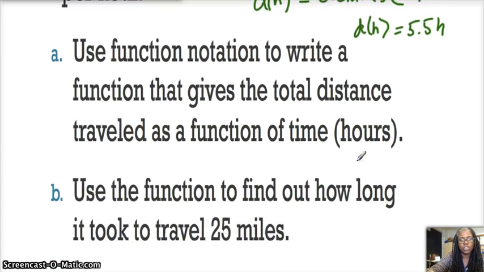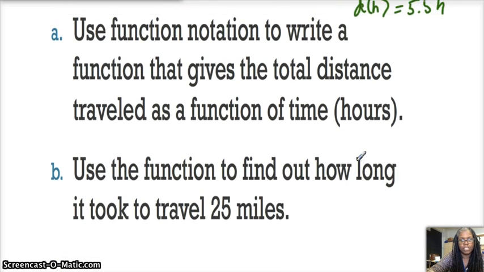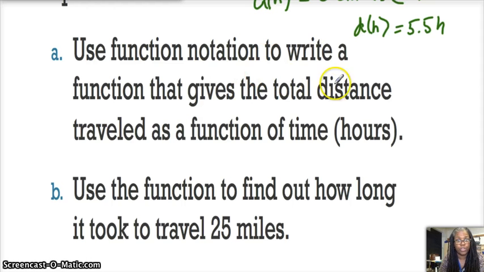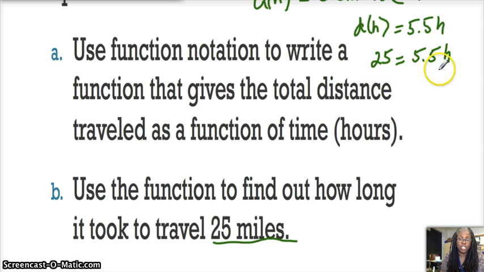So we could also use this function to answer a question. And here's the question. It says, use the function to find out how long it took to travel 25 miles. Well, since 25 miles is the distance, I'm going to replace d of h by 25. And now I know that d of h is equal to 5.5 times h. So 25 is equal to 5.5 times h. This is what I'm going to have to do. I'm going to have to solve this equation.